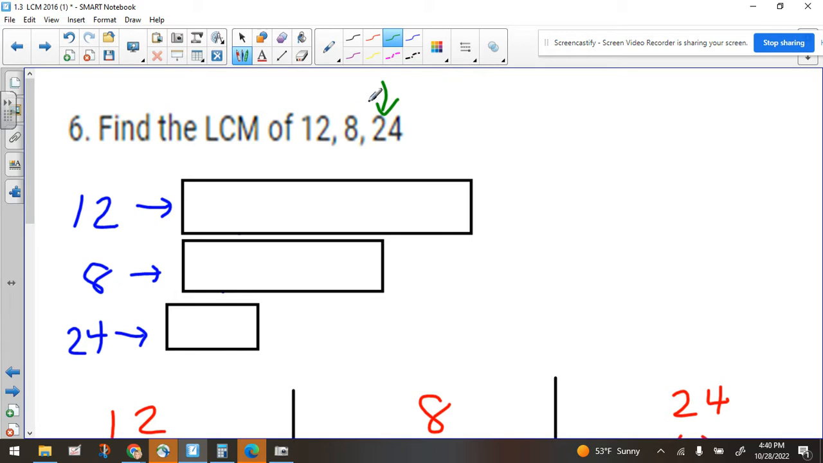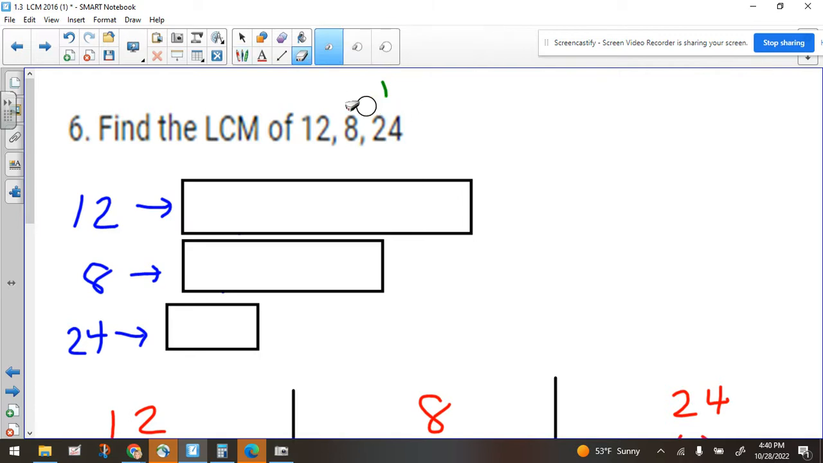You say to yourself, does 8 times anything equal 24? And since 8 times 3 equals 24, you would say that 24 is a multiple of 8. Now, is 24 a multiple of 12? You would say that it is because 12 times 2 would give you 24. So the lowest multiple of 24, if you're listing out the multiples, the lowest multiple that could be in this list would be 24. So that means that you can use the shortcut that I taught you in class, which is if the bigger number is a multiple of the other two numbers, the bigger number is the LCM.